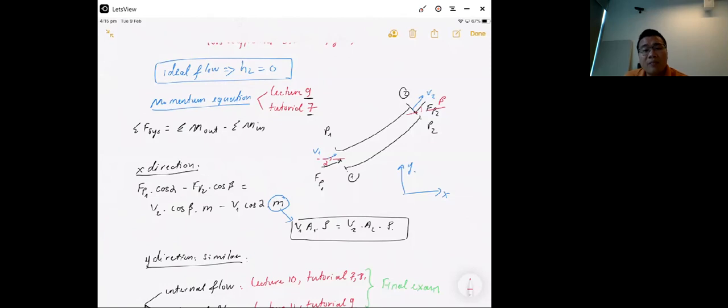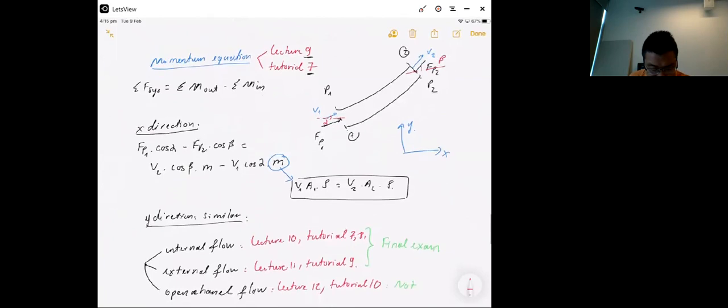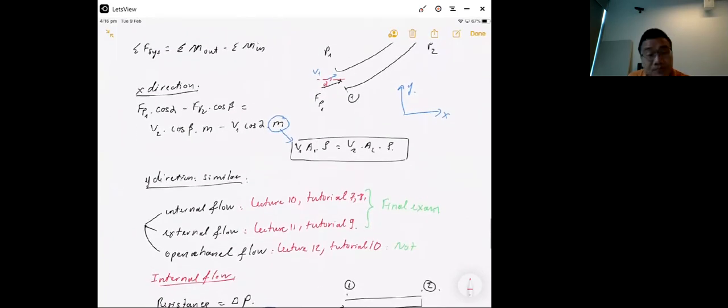Here we have two forces, the pressure forces at 1 and 2, where 1 is water in and 2 is water out. So we will have the equation in each direction. We did this one so many times. Similar for the y direction.